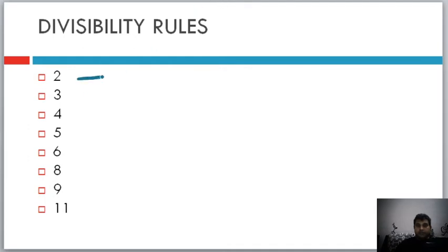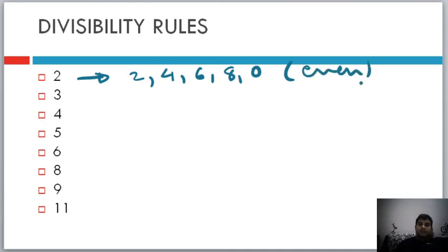Okay. So any number which ends in 2, 4, 6, 8 and 0, if the last digit is this, the number will be divisible by 2. Basically all even numbers will be divisible by 2. Okay, and what is the definition of even numbers? That the last digit is going to be 2, 4, 6, 8 or 0.